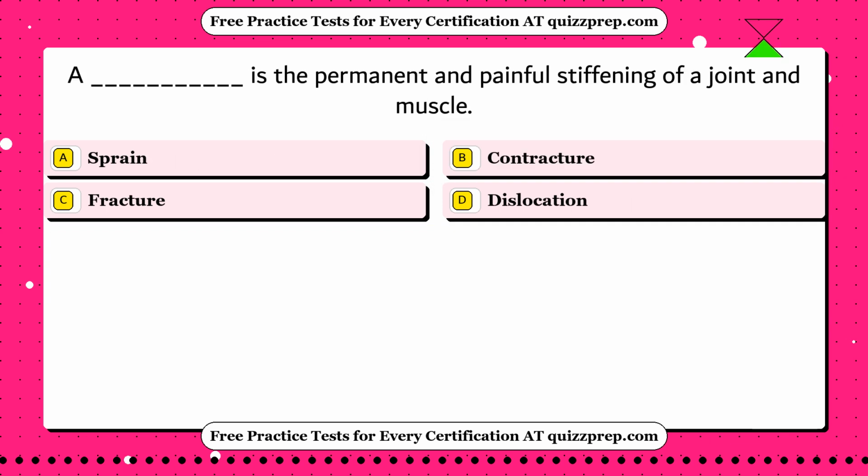Question 30. A blank is the permanent and painful stiffening of a joint and muscle. Option A, sprain. Option B, contracture. Option C, fracture. Option D, dislocation.